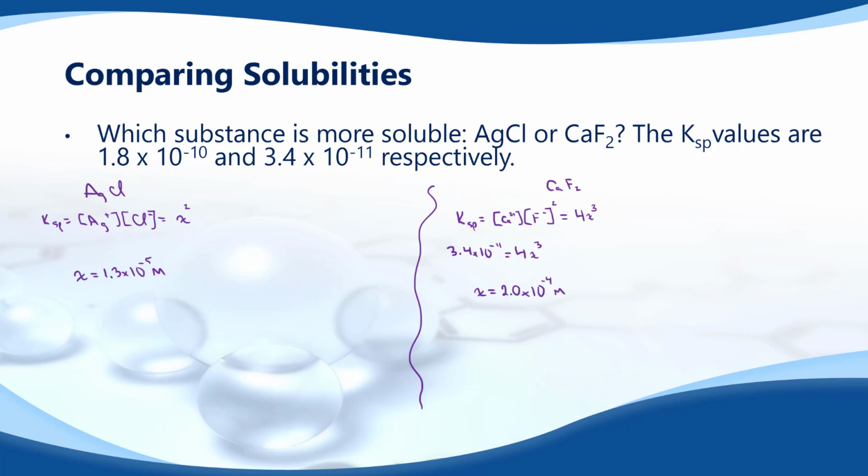So notice, in this case, calcium fluoride is more soluble even though it has a smaller KSP value. The only time you can directly compare KSP values is if they have the same pattern. Right? So if you have two salts that both use the x squared pattern, then just the KSP value will tell you right away. Or again, if you have two salts that are both 4x cubed, KSP will tell you right away. But if you're comparing salts that use different patterns, actually do out the math.